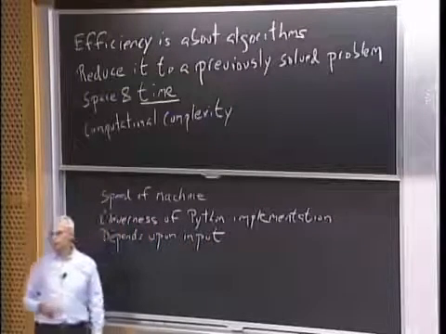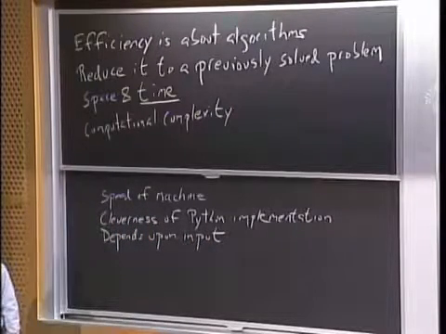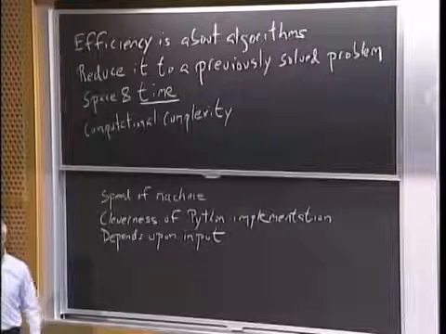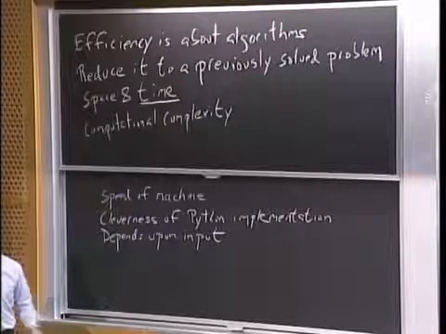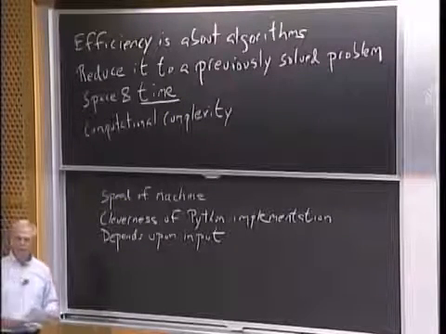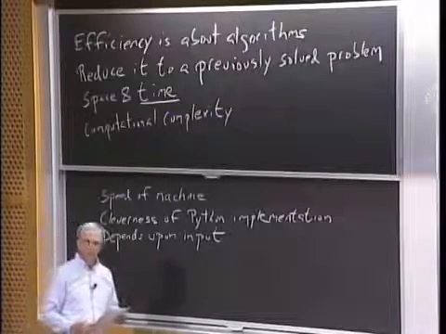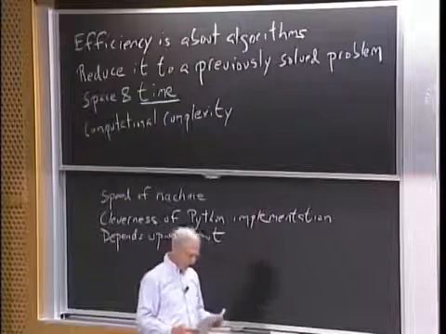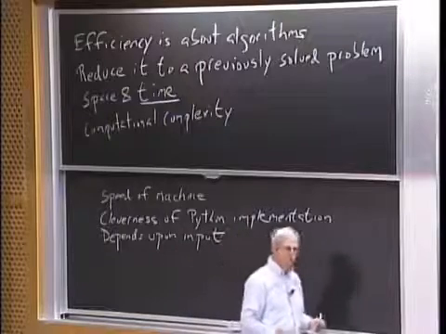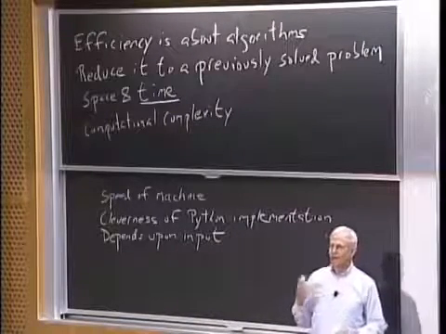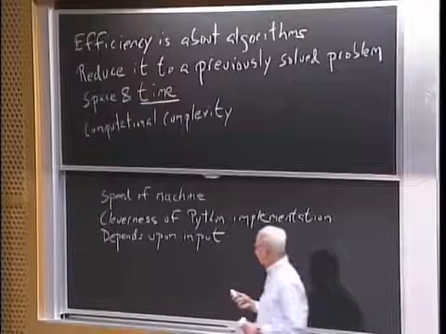So I might choose one input for which the program took 2 minutes, and another seemingly similar input on which it took an hour. So I need to get some way to talk about it more abstractly. The way we do that is by counting the number of basic steps.